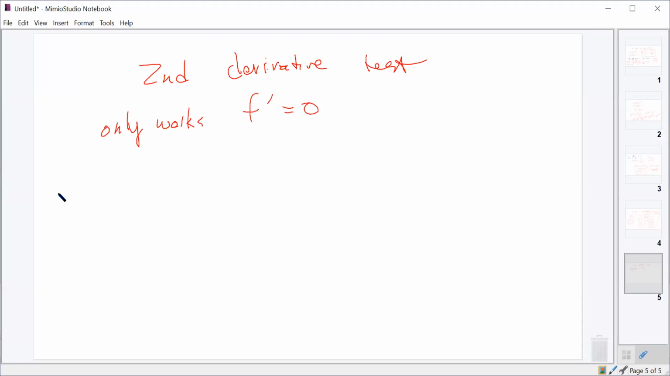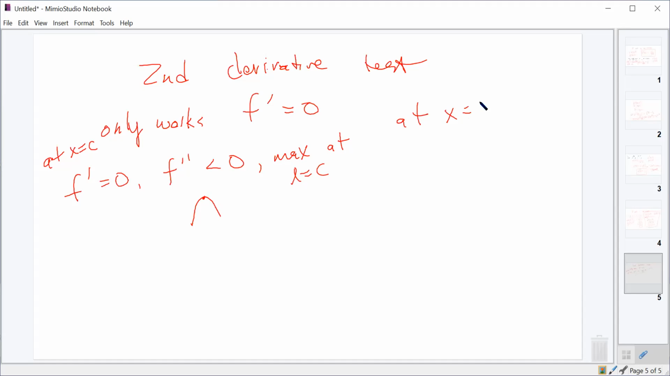So the second derivative test just says that if at x equals c, f prime equals 0 and f double prime is negative, that tells us the function is concave down, which tells us we have a max at x equals c. And if at x equals b, f prime is 0 and f double prime is greater than 0, it tells us the function is concave up, so we have a min at b. All right, so just so everybody is clear on what the second derivative test is.